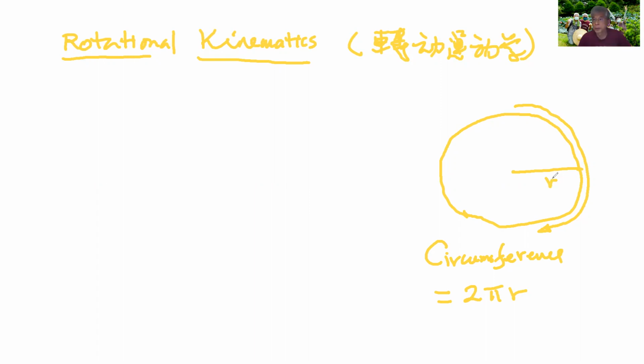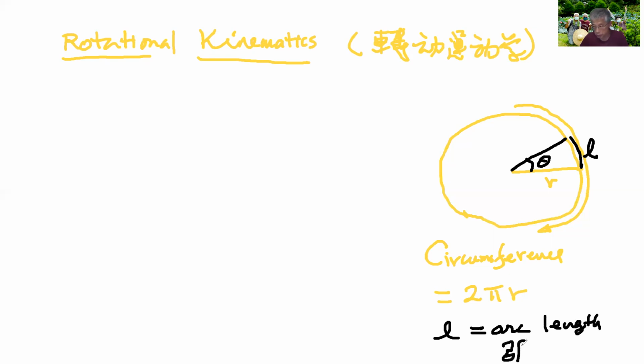So if you don't go around the entire circle, then you may be going for this angle theta. And that's called this arc length here, L. So L is an arc length, 弧长. In Chinese, this is 弧长. So that's arc length. So we have L equal to R times theta.